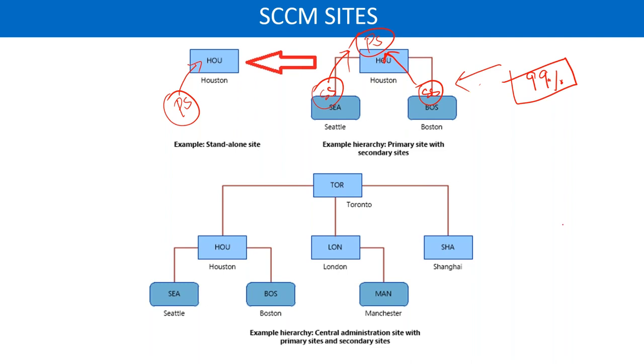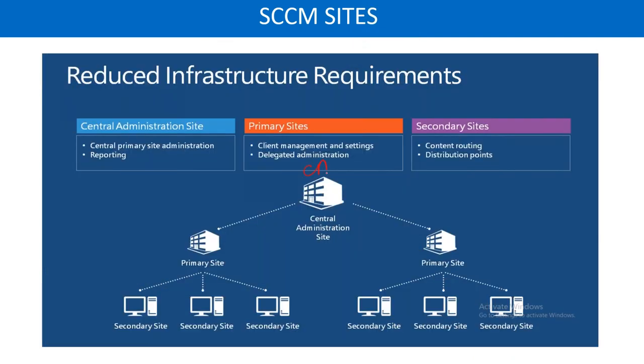You will have another architecture for big companies, when you have more than one primary. You can have two primary or more, so primary two and primary three. In this architecture, we have three primary sites and they report to central. Another example: CAS sits on top, then we have primary, and then we have secondary. These secondary sites report to this primary, and those secondary sites report to that primary.